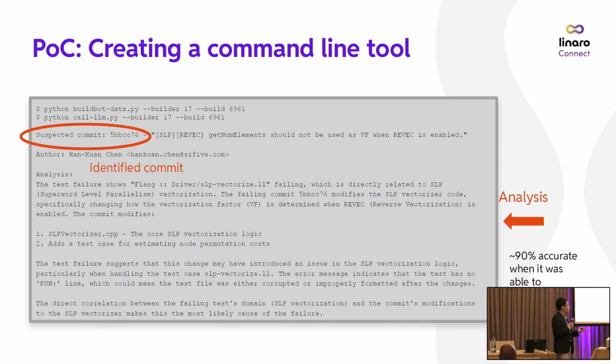From our tests, this has been running for maybe two to three months. It's about 90% accurate whenever it can pinpoint a commit. Sometimes it can't find a commit because either the logs are malformed or for some other reason. And when that happens, sometimes it hallucinates, so the performance is not that great. But as you can see, it's working. It can identify a commit that caused a failure.